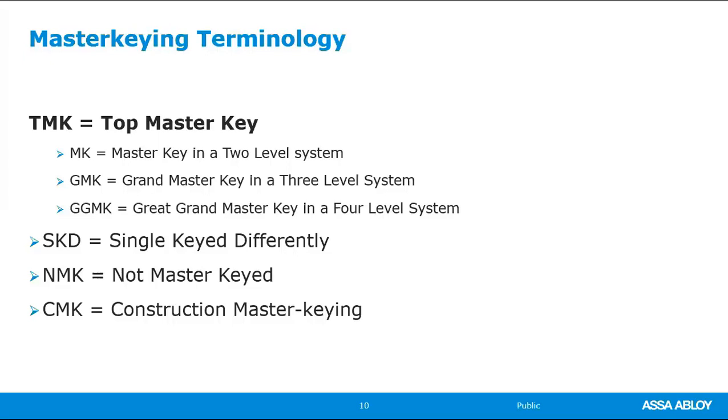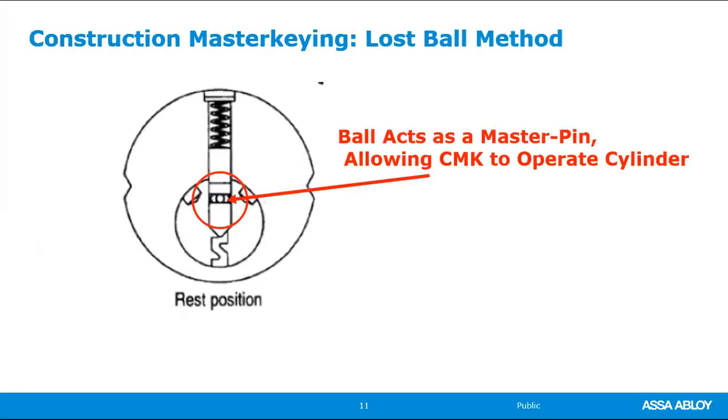However, that works real well with removable or interchangeable cores. What happens if you just have conventional cores in place? How do we set up construction master keying? There are actually two methods for the factory to set up construction master keying. The first is called the lost ball method. Now, the ball acts as a master pin, allowing the construction master key to operate the cylinder.